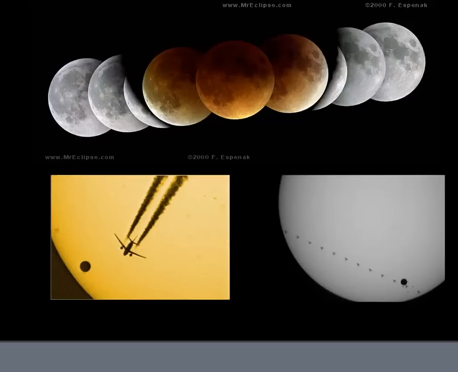Picture 2 is actually showing you Venus again. This is the International Space Station as it moves across the face of the Sun. Again, both of those trying to cause an eclipse. Neither one able to do so.